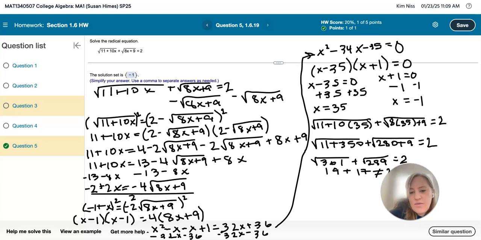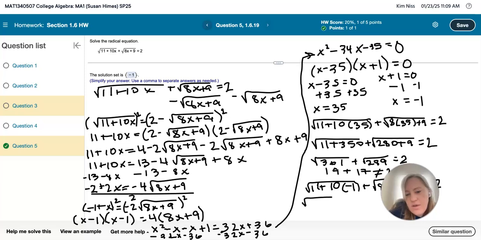So now we're going to go to negative 1. So we have the square root of 11 plus 10 times negative 1, plus the square root of 8 times negative 1 plus 9. Sorry, my computer is being really slow. Equals 2.